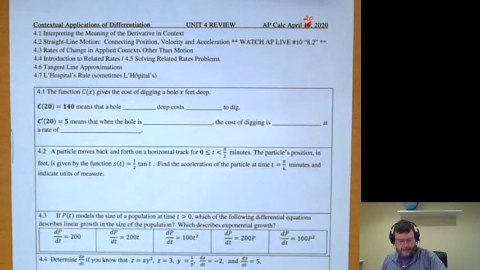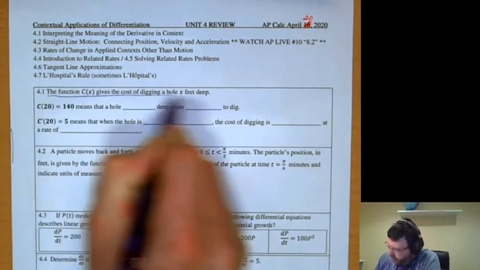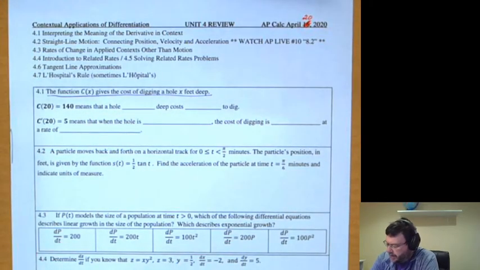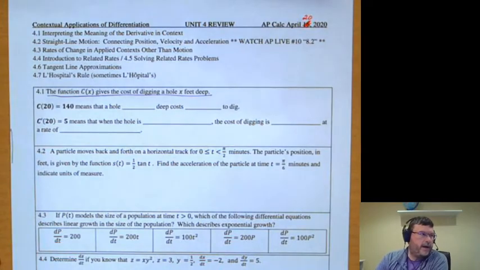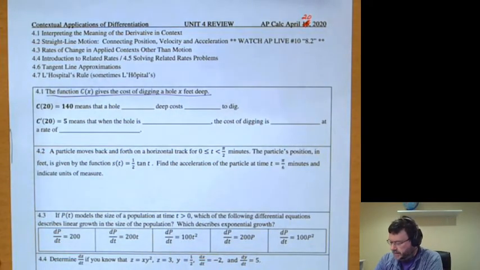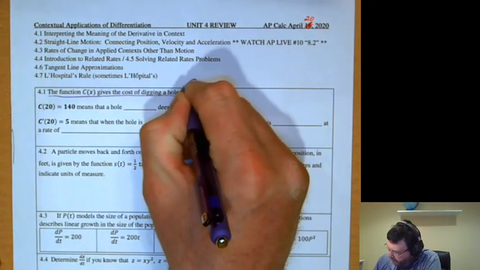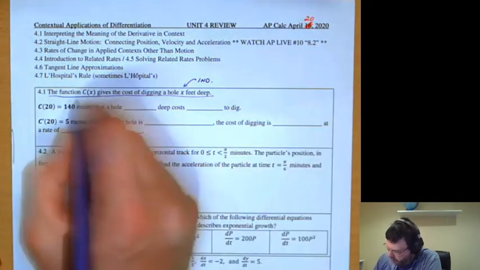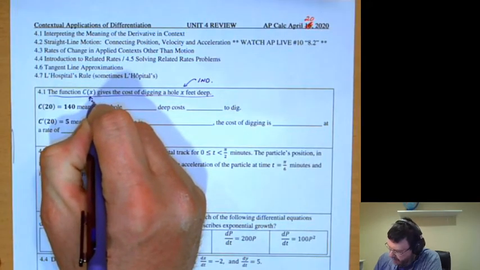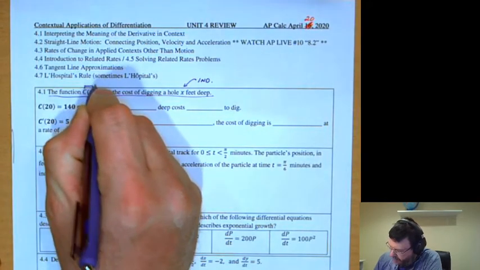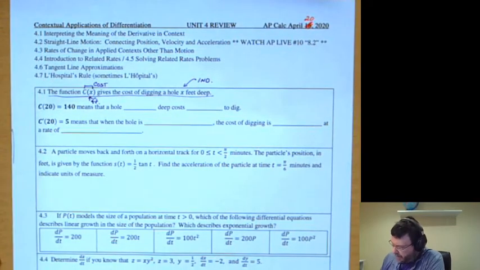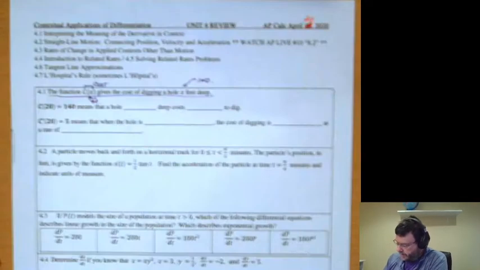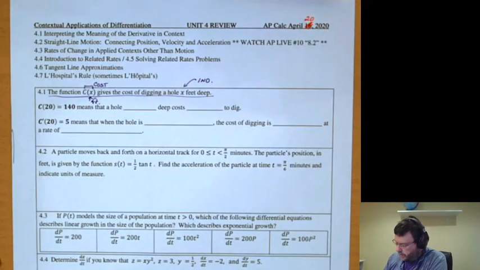This is interpreting the meaning of a derivative. In this instruction, it says the function C of x gives the cost of digging a hole that is x feet deep. So when you're digging a hole that is x feet deep, this is your independent variable. x feet is your value inside, this is in feet. This is your cost. The cost is the whole thing. The x value is how big the hole is, how deep.